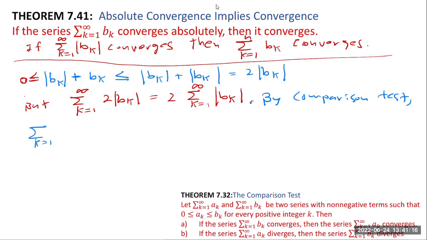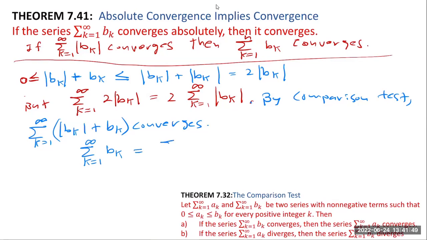Sigma k goes from 1 to infinity of bk plus absolute value of bk converges. Okay, now I'm going to do a rearrangement of terms in this. I'm going to write sigma k goes from 1 to infinity bk. This is what I need, right? I want to show that this is convergent. I'm going to rewrite this in a different way.